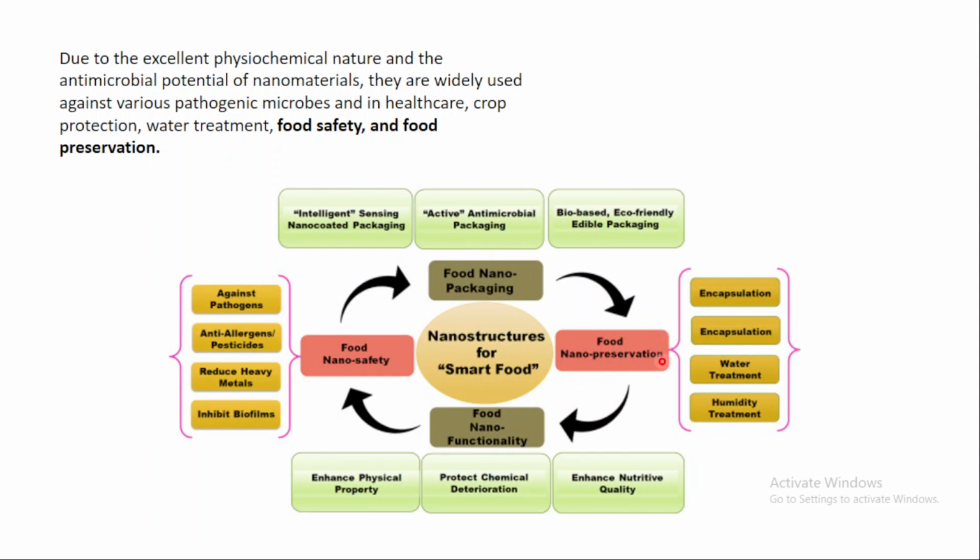antimicrobial packaging, food nanopreservation, water treatment, encapsulation, humidity treatment so that it doesn't go bad in humid atmosphere, and functionality: enhancing the physical property of the food, preventing chemical deterioration, and enhancing the nutritive quality of food. So all these aims are met by the usage of nanostructures or different kinds of nanomaterial for smart food. This is a recent concept that has arrived with the help of nanotechnology.